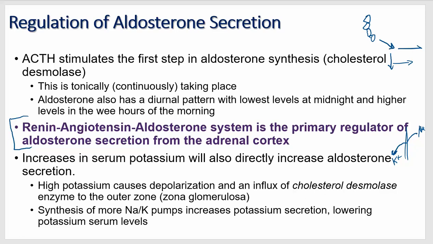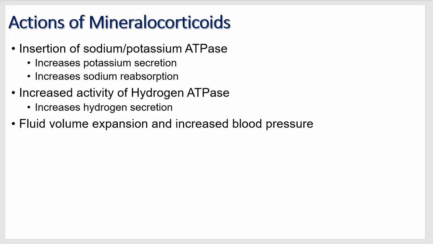All right, so high potassium causes depolarization and an influx of cholesterol desmolase enzyme to the outer zone, which is where aldosterone is being made. And that's going to cause the synthesis of more of these sodium-potassium pumps, which is going to increase potassium secretion, and also it's going to increase sodium reabsorption. All right, so actions of mineralocorticoids, insertion of sodium-potassium ATPase increases potassium secretion, increases sodium reabsorption, all those things we talked about.